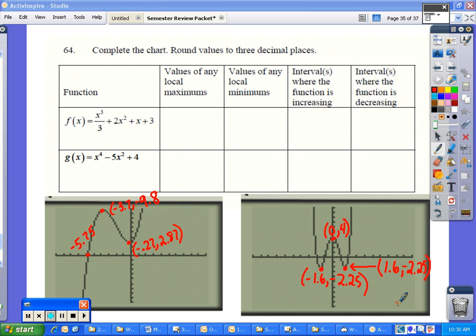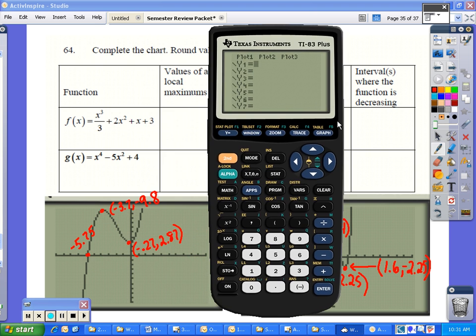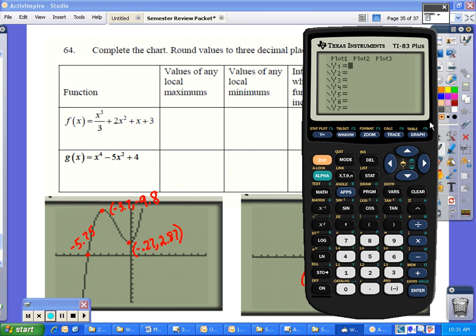Alright, so for 64, you are looking for local max, local mins, and increasing and decreasing intervals. So we're going to first take the first function, f of x, which is this graph right down here. I've already put this into my calculator into y equals, so if you go to y equals and put that in, then do a zoom 6, you'll be able to see this graph.